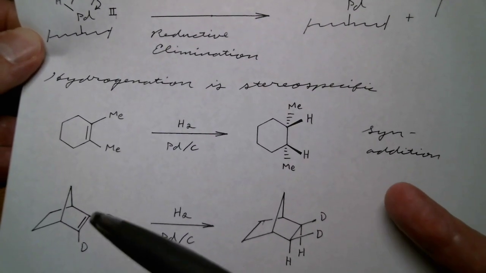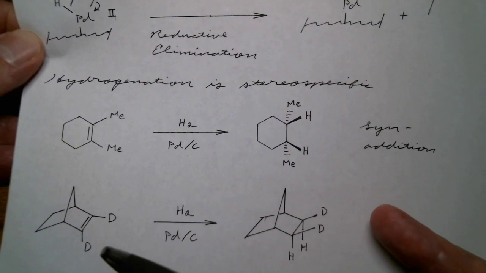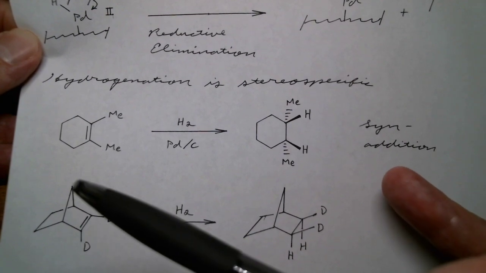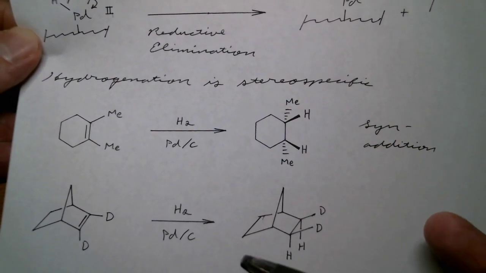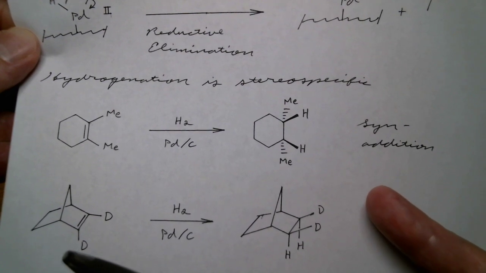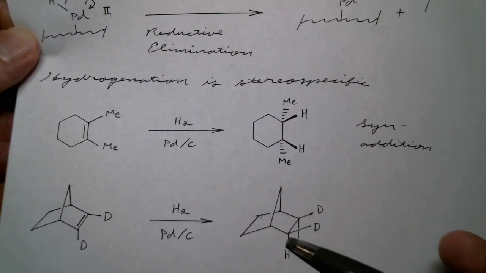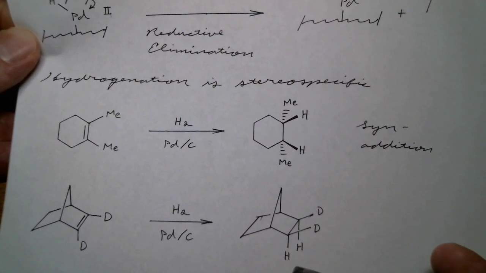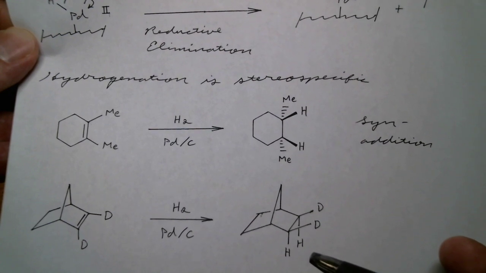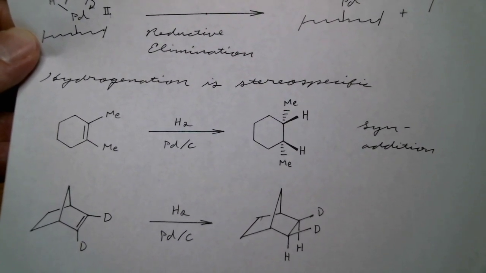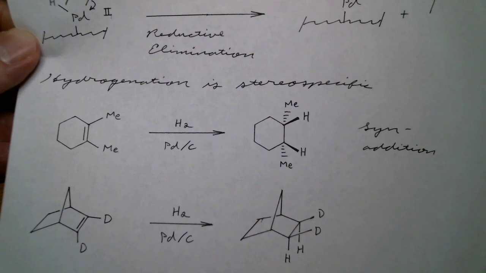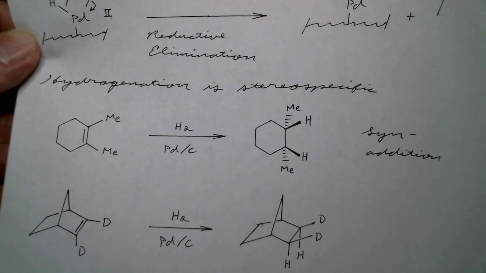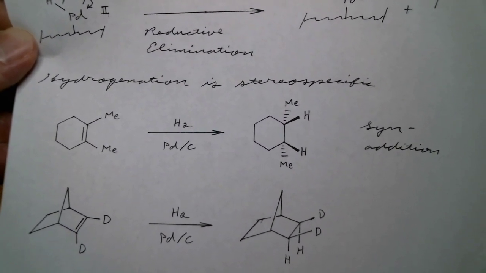So here we've got a nice norbornene derivative with deuterium atoms, and this 1 carbon bridge is shielding the top face, so our hydrogens actually have to come in from the bottom face of that alkene. That's why they add this way. And so we can tell how those hydrogens have been added with spectroscopic methods that we'll discuss later in the course.